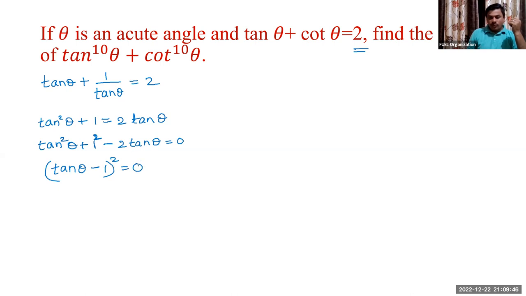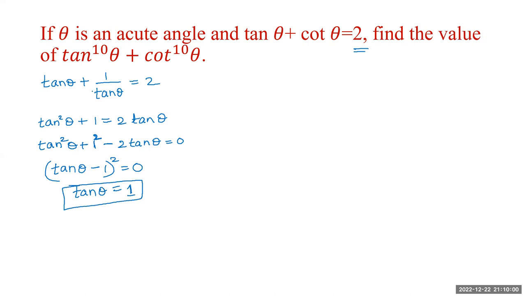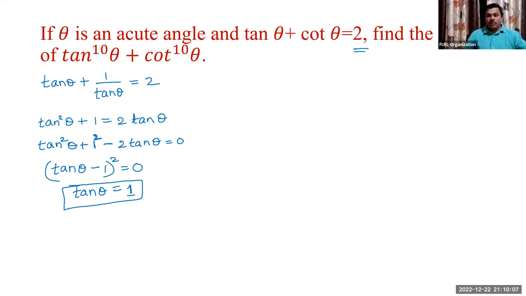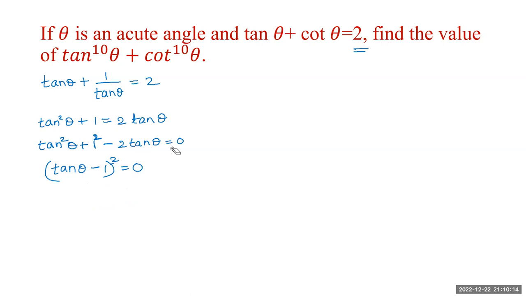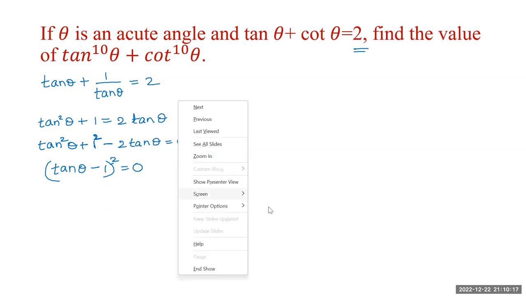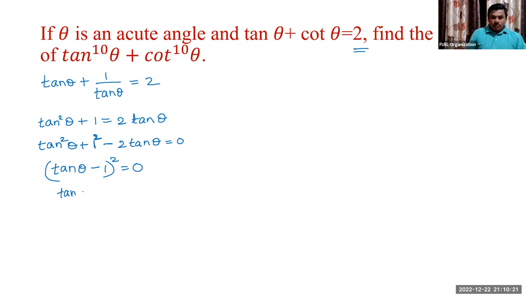If you take the square root, the square root of 0 is 0 only. So what you will get? Tan theta is equal to 1. Okay, one more step I will write so that it will be clear to you. Tan theta minus 1 is equal to the square root of 0. If you shift the square to the right-hand side, tan theta minus 1 is equal to 0. Therefore, tan theta is equal to plus 1.